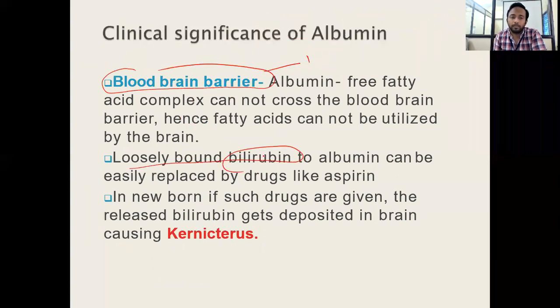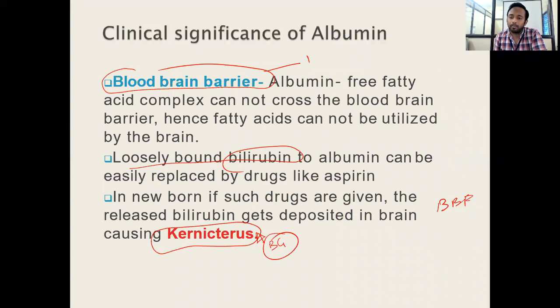bilirubin in the newborns, if the bilirubin crosses the blood-brain barrier, the bilirubin damages the brain tissue, the basal ganglia. Okay, the basal ganglia of the brain is damaged, because of which the patient will develop a particular syndrome called Kernicterus. Okay, so albumin has so much importance.